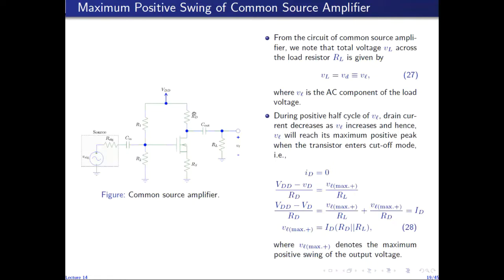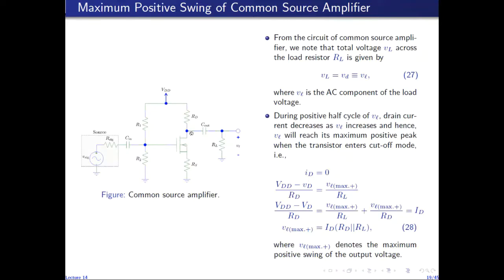Since the drain current is equal to the current through RD minus the current through RL, the drain current will decrease. And VL will attain its maximum positive value when drain current becomes 0. That is when the transistor enters the cutoff mode. So under this condition, we replace VL with VL maximum positive.